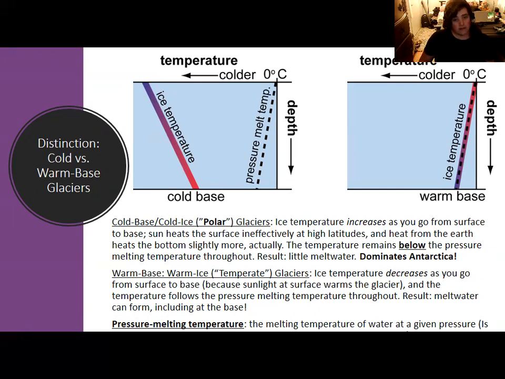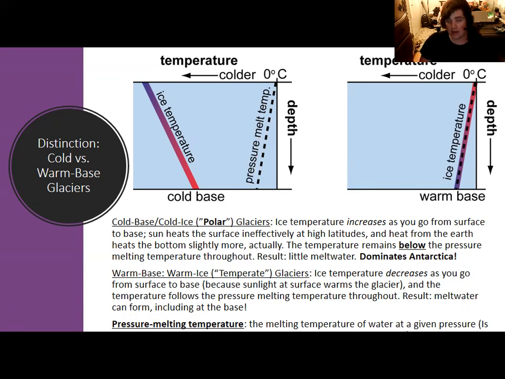The heat from the Earth actually does a more effective job of heating the glacier than the sun does in polar areas. Now, notice that in the diagram on the left, there's a line representing the pressure melt temperature at different depths, because different depths correspond with different pressures. And notice how the ice temperature doesn't intersect with that at all. And that means that the glacier is not going to experience very much melting at any depth. It is considered to be cold-based because even though the bottom is warmer than the top, it's much colder than the pressure melting temperature.